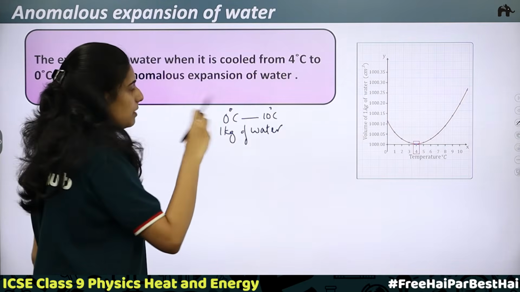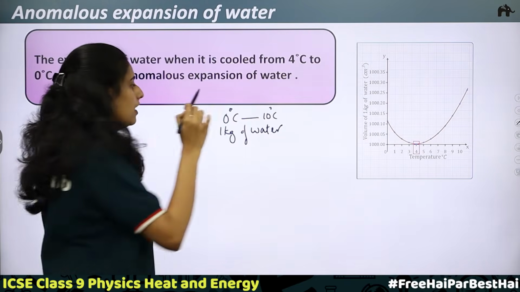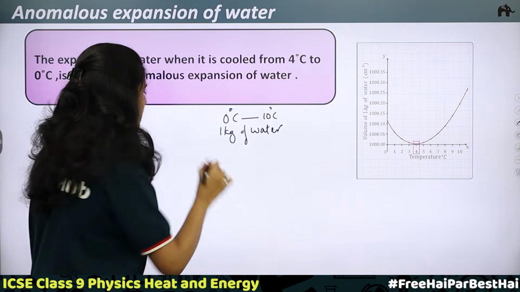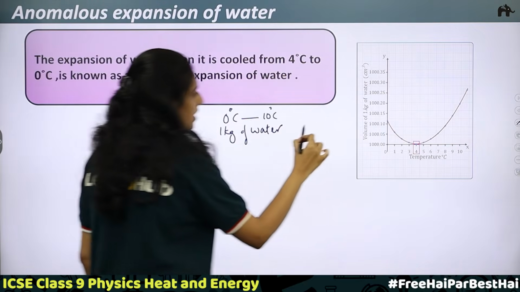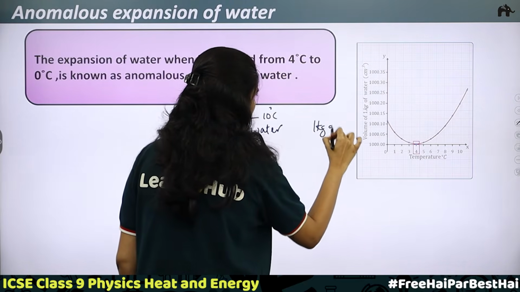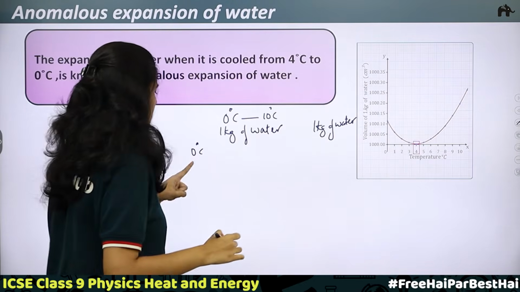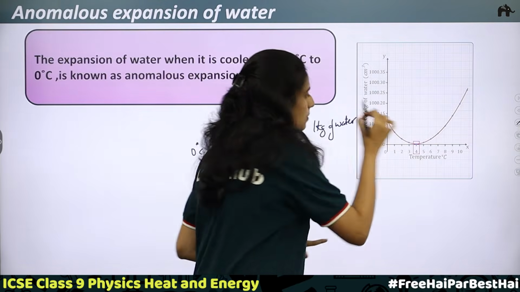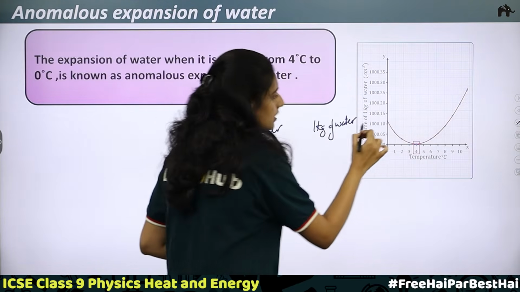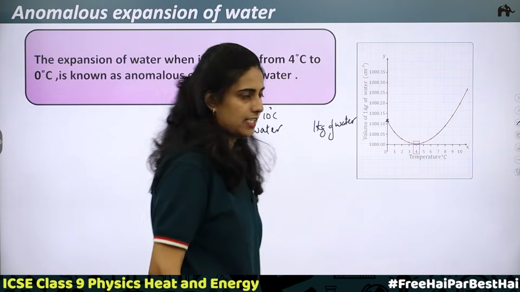Okay, only when temperature increases, that is on heating, you can change this. Now initially let's say the temperature is 0 degrees Celsius. So we have taken 1 kilogram of water. You can see that at 0 degrees Celsius, the volume in centimeter cube is 1000.12. Okay, here it is.